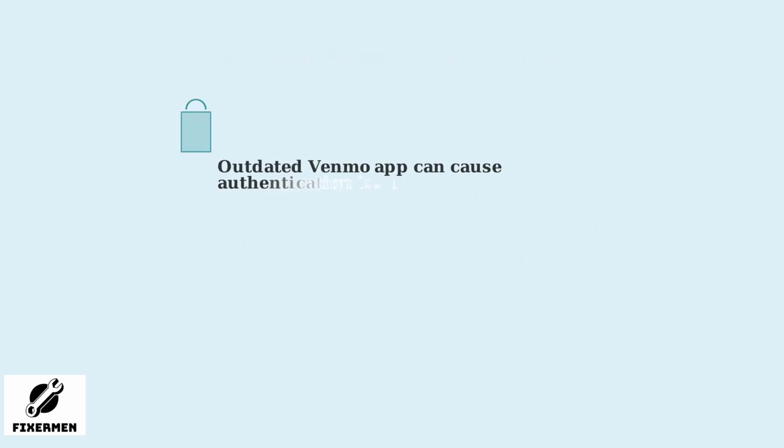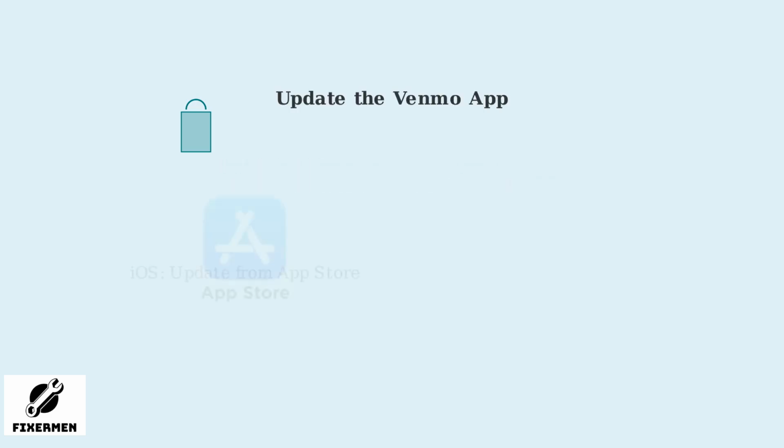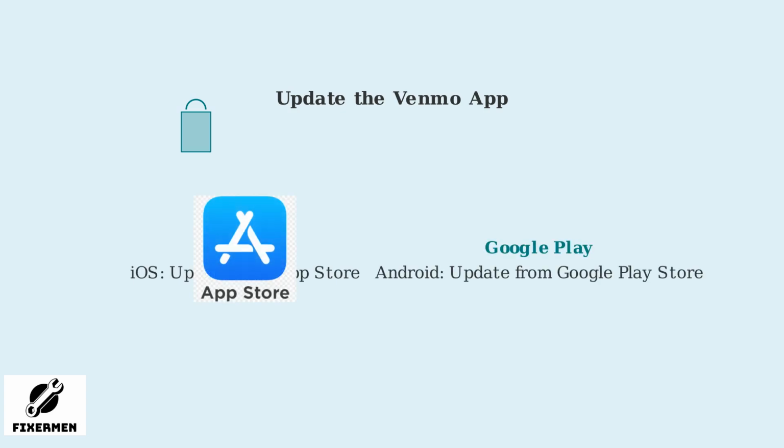Using an outdated version of the Venmo app can lead to authentication issues, including error 1003. This happens because older versions may not have the latest security fixes or bug patches. To fix this, ensure you have the latest version installed. For iOS devices, update through the App Store. For Android devices, update through the Google Play Store. Developers regularly release updates that include important bug fixes and security enhancements, which can resolve authentication errors like error 1003.